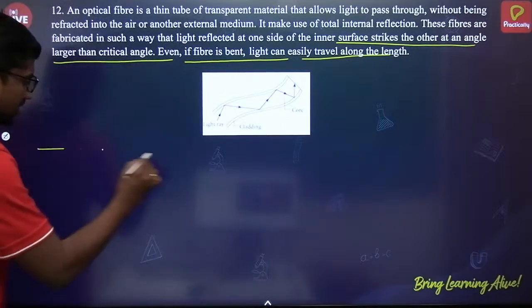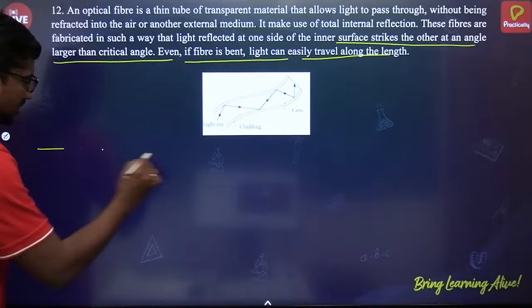When light travels from a denser medium to a rarer medium, it generally bends away from the normal. If you increase the angle of incidence to one particular angle, the light ray will graze out along the surface. In such a case, the angle of refraction becomes 90 degrees. The angle of incidence at which the light ray grazes along the surface, we call the critical angle. Let it be IC, or C. IC equals C.